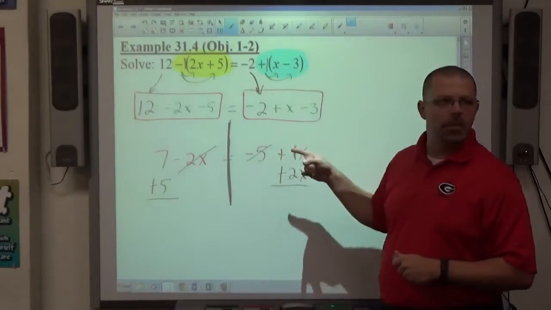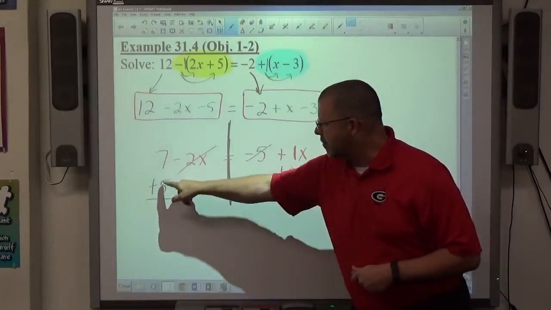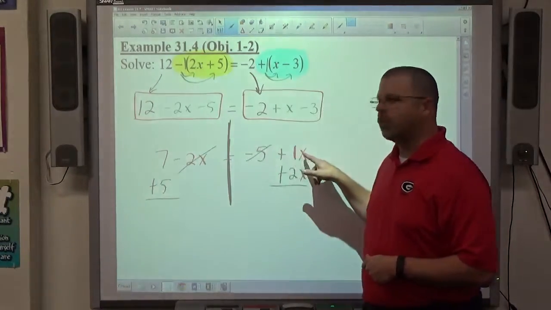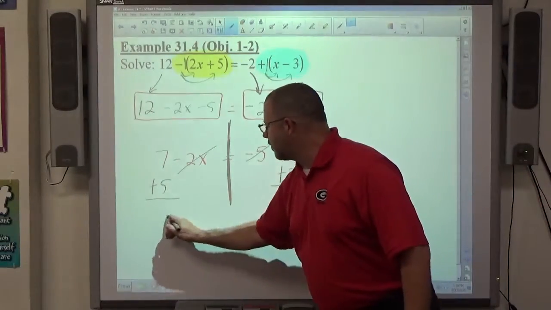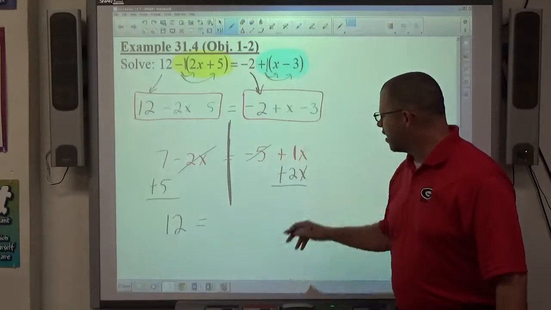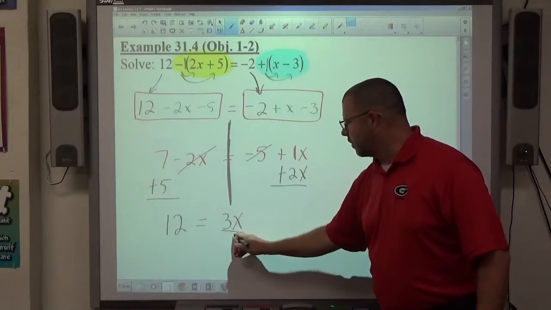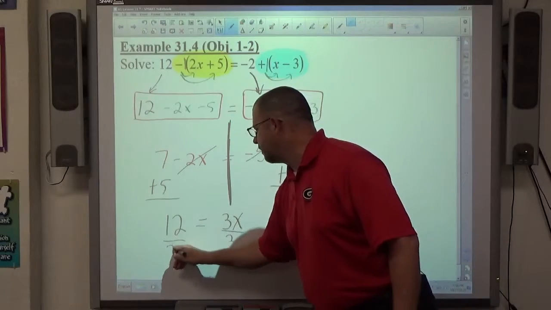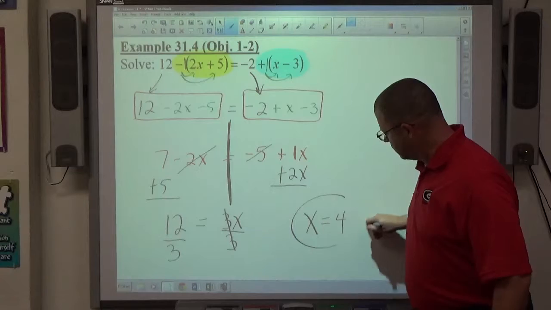And again, anything that moved changed signs. Negative 2x became positive, negative 5 became positive. 7 stayed where it was, 1x stayed where it was. They stayed the same sign. Combine like terms: 7 plus 5 is 12. 1x plus 2x makes 3x. The coefficient of x is 3, so we divide by the coefficient of the variable. In this case, 12 divided by 3 is equal to 4.